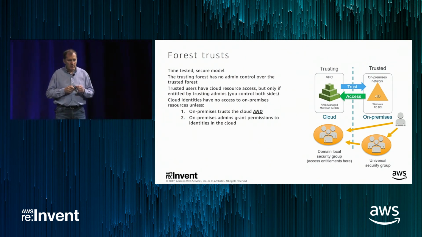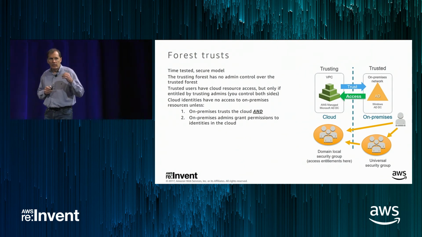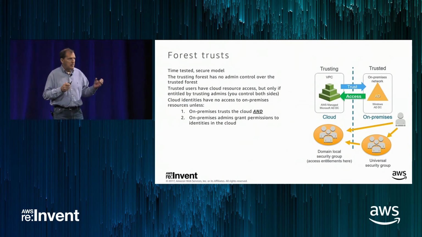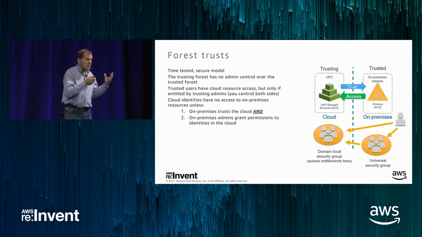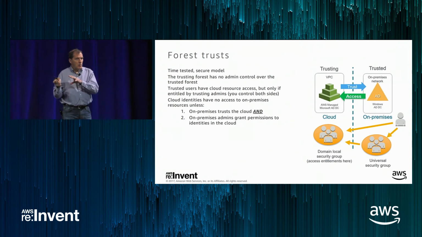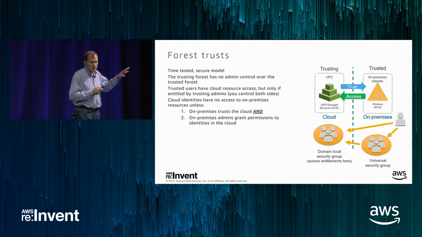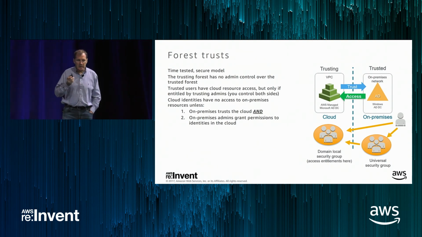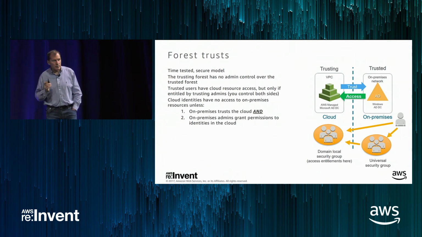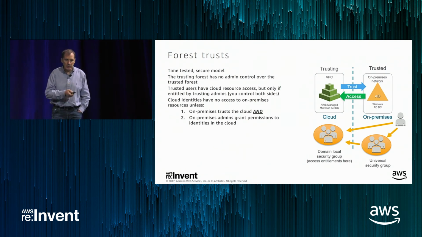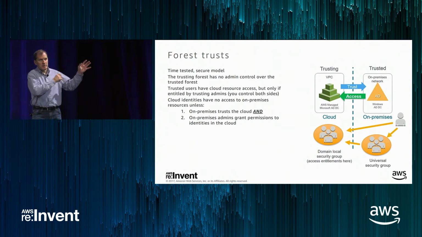And in this particular case, the cloud has no administrative control over what's inside of your directory because it's trusting you. You're not trusting it. And the admins in the cloud can't really do a lot. You have control over what goes into the cloud in terms of what users and groups you put into the directories in the cloud. So in the bottom right corner, you can see that you can create domain local security groups, and you can take your on-premises users or your universal security groups from on-premises and add them to the domain local security groups in the cloud. And that allows you to have access from on-premises into the cloud.